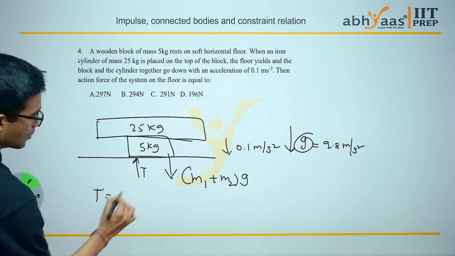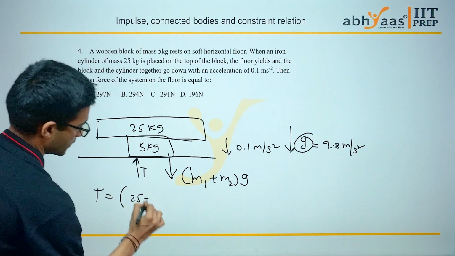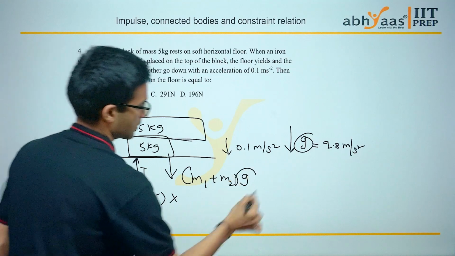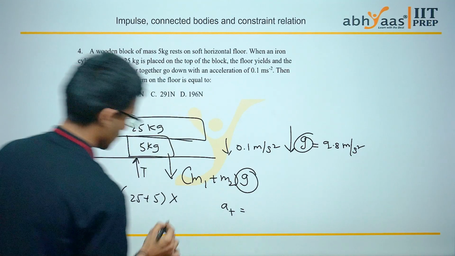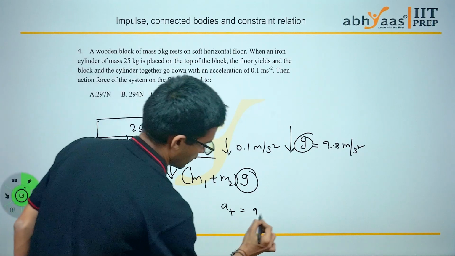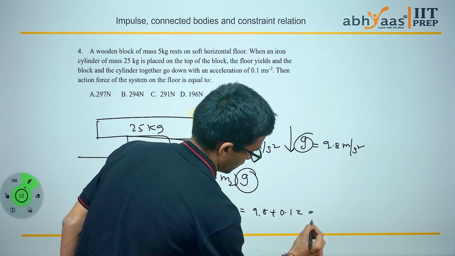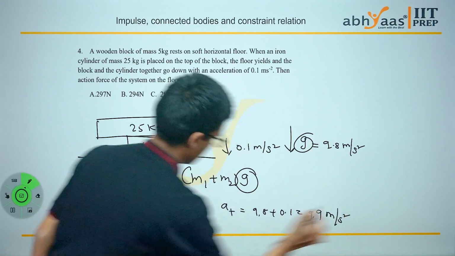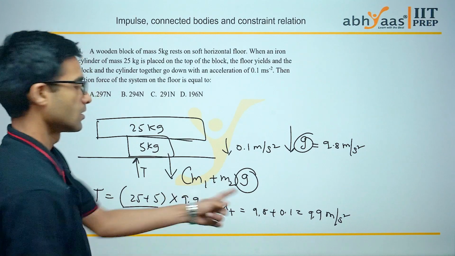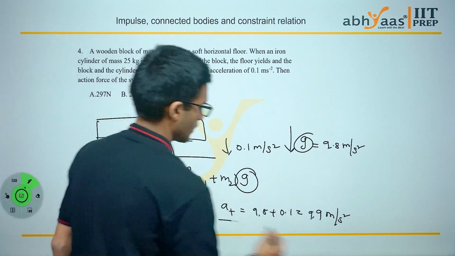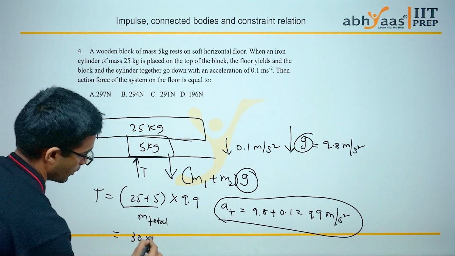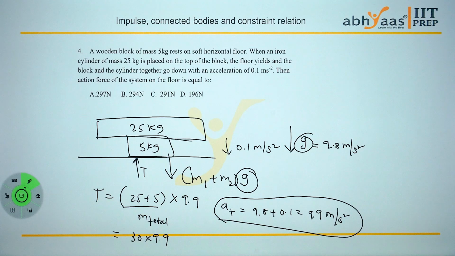So tension is equal to m1 plus m2, that is 25 plus 5, into the acceleration of the system. Total mass into acceleration. A total is equal to 9.8 plus 0.1, that is 9.9 meter per second square. It's not only g, plus a is also there. That's why I have taken A total as 9.9. That means 30 into 9.9, you can easily get.